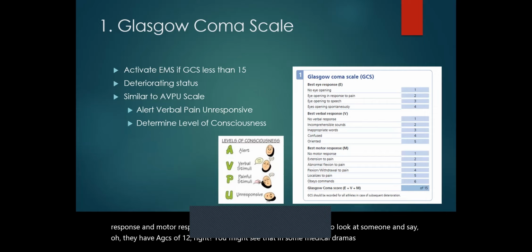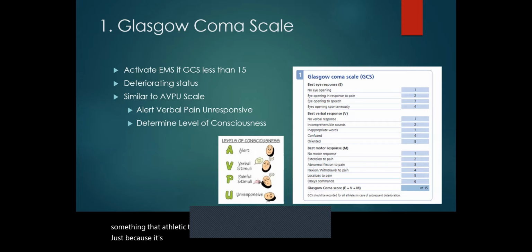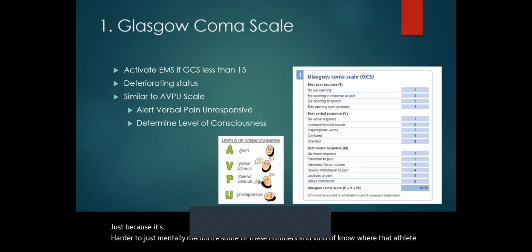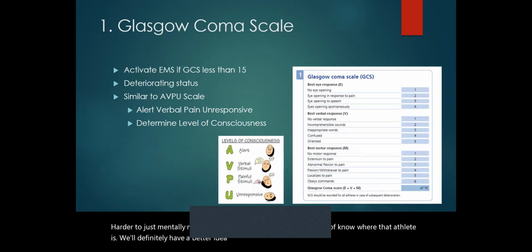Now, this is something that athletic trainers may not be using as much, just because it's harder to mentally memorize some of these numbers and know where that athlete is. We'll definitely have a better idea of their level of consciousness by using different scales. So the AVPU scale, alert, verbal, pain, unresponsive, and there are several other scales, ACDU scales, and some other things just to determine their level of consciousness, if they're deteriorating or getting worse over time, or if they're getting better.